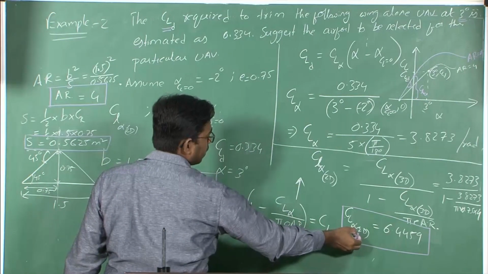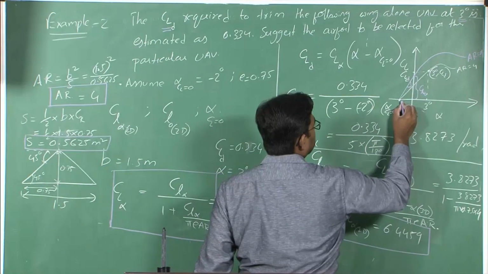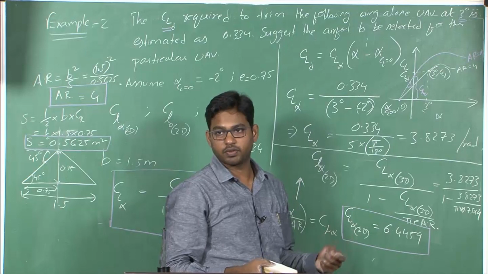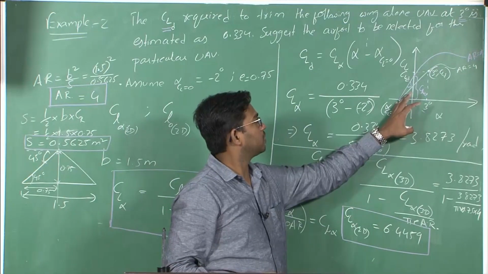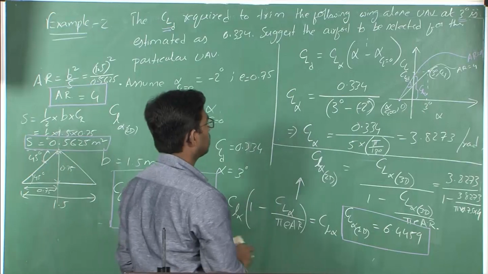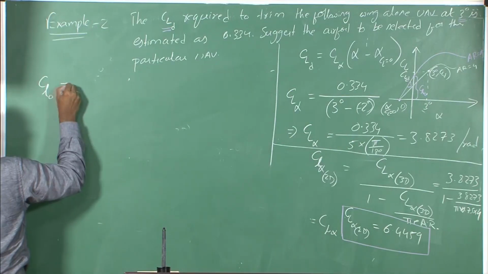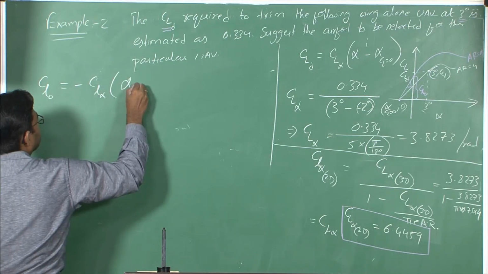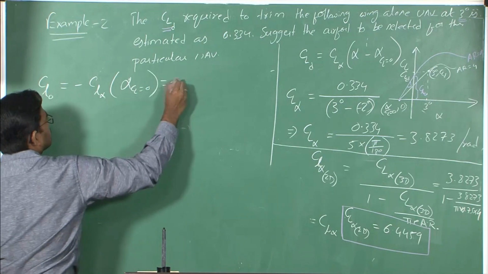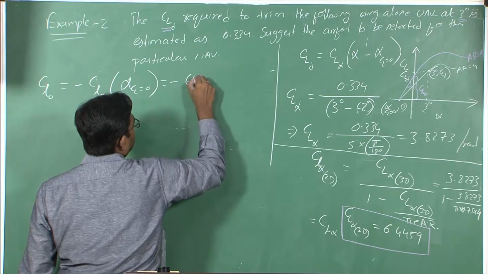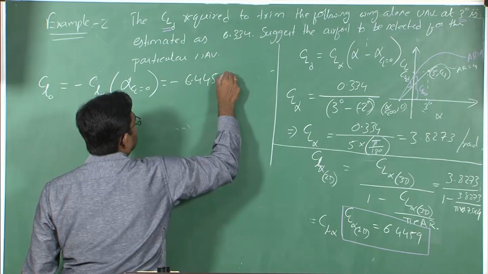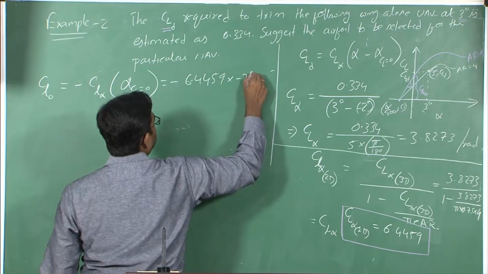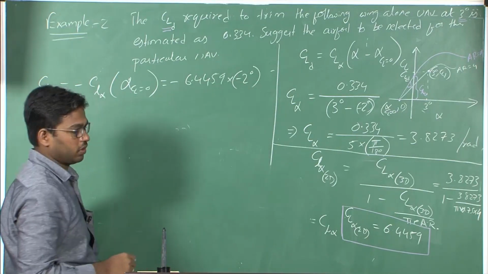Now we have 2D CL alpha. You know the slope, and you have this point alpha at which CL is equal to 0, which remains the same for airfoil as well as wing, that is the assumption. Now using the slope and this, we can find the CL naught. So CL naught of airfoil is equal to minus CL alpha of airfoil into alpha at which CL is equal to 0. This is minus 6.4459 into minus 2 degrees.